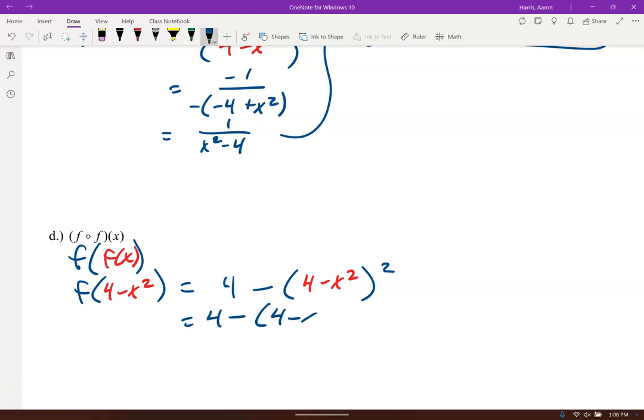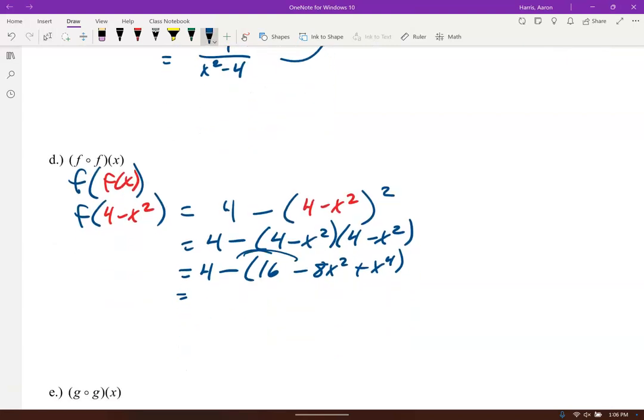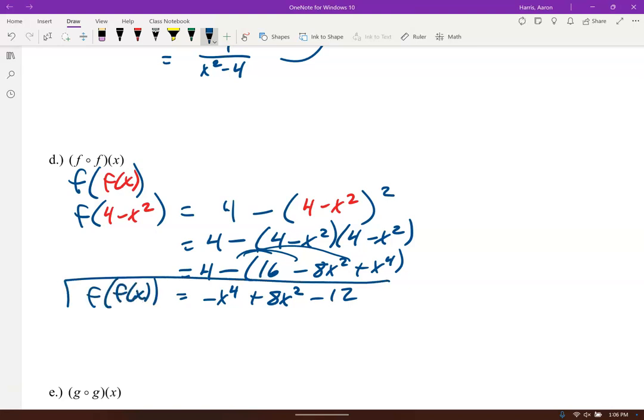I'm going to go ahead and multiply that out. 4 minus x squared times another 4 minus x squared. So I got 16 minus 4x squared minus 4x squared is minus 8x squared. Negative x squared times negative x squared is plus x to the 4th. Distribute this. Combine like terms. That'll be a negative x to the 4th plus an 8x squared. Negative 16 plus 4 is negative 12. So that's f of f of x: negative x to the 4th plus 8x squared minus 12.